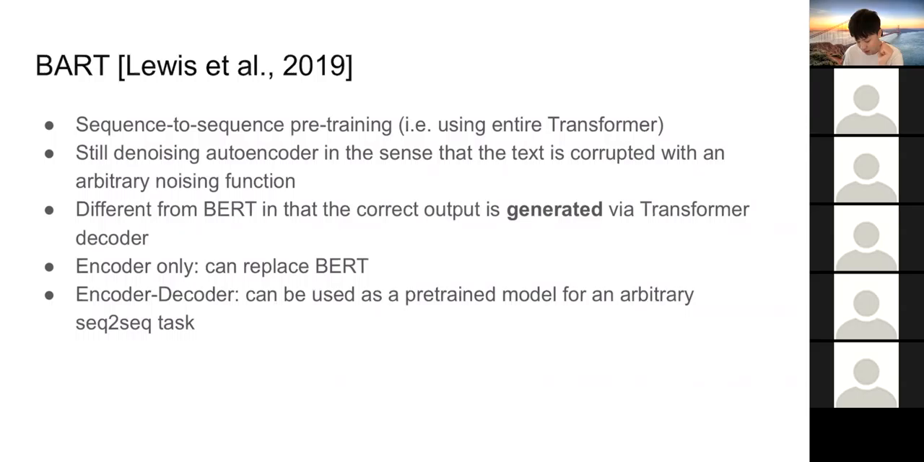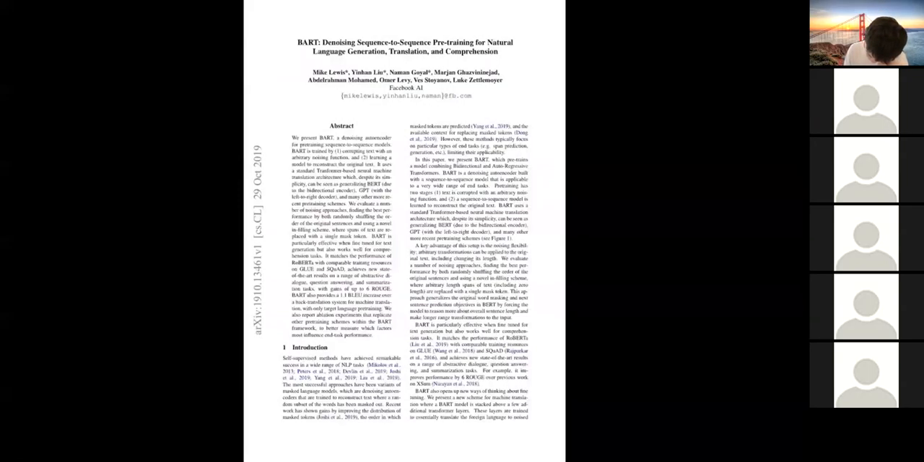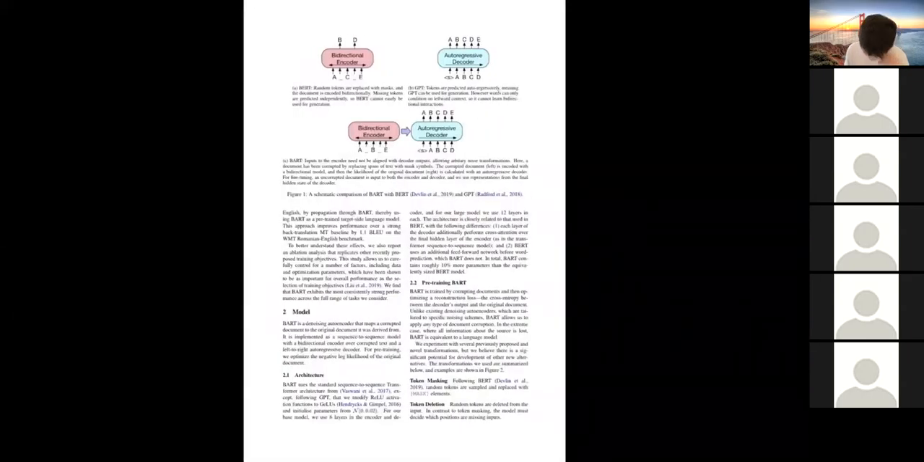And one interesting thing is that they do this as a training objective, but the point is that just the encoder side of BART can be used to replace BERT, and the encoder-decoder can be used together for some sequence-to-sequence task. So let's look at the paper. This was actually October, so this is about 3 months after RoBERTa. So this is how they do it.